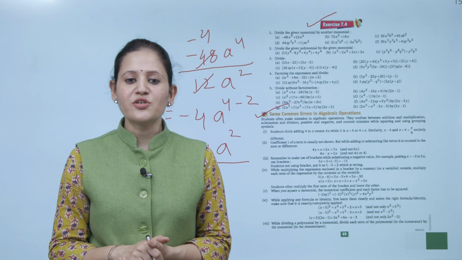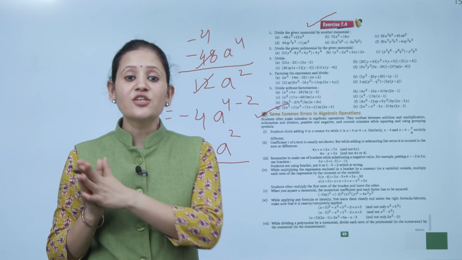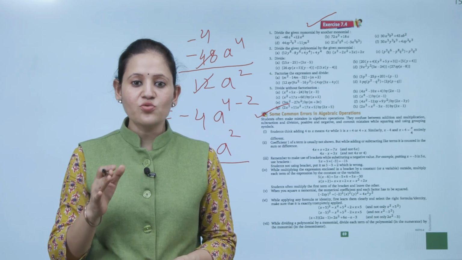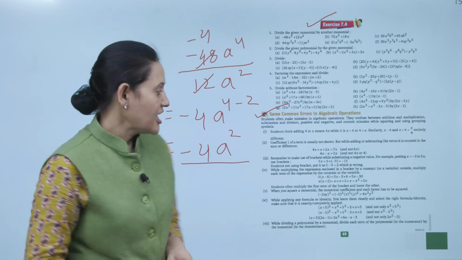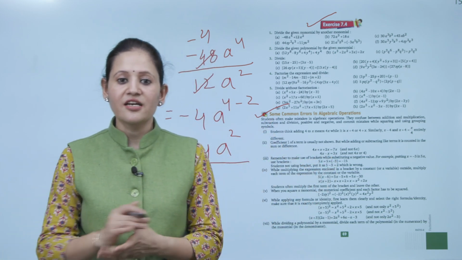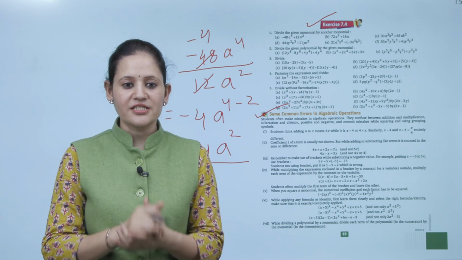The coefficient 1 in a term is usually not shown, but while adding or subtracting like terms, it must be included in the sum or difference. 4x plus x plus 2x is equal to 7x, not 6x. Here we have not mentioned the 1, but when we add, we'll consider it. 4x minus x is 3x, not 4x.